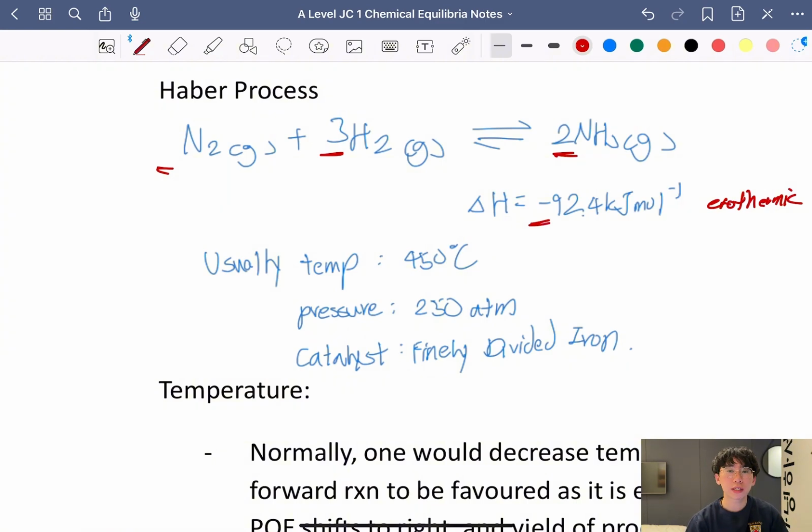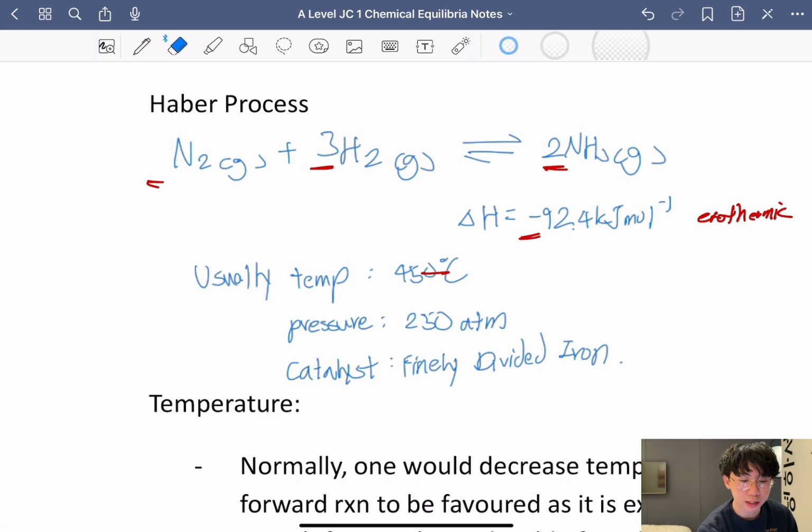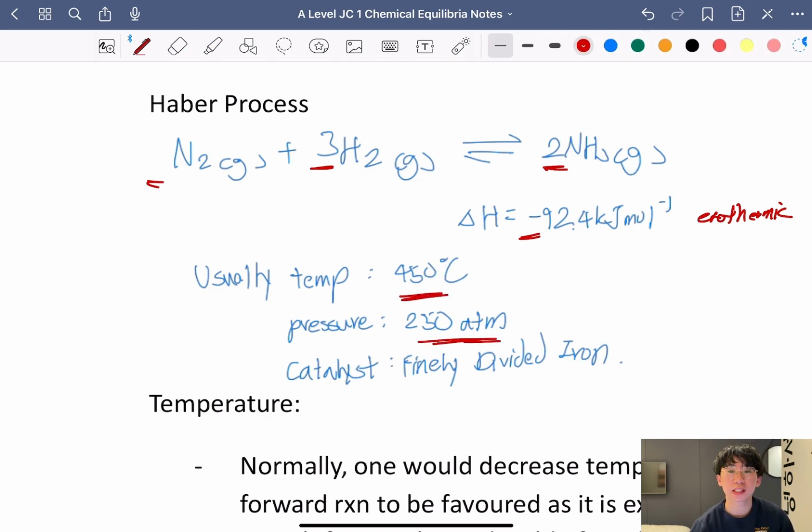And then the usual temperature is 450 degrees Celsius. The pressure is 250 atm. And the catalyst is finely divided iron. Now for this tree, it's better if you just memorize these three conditions itself. It doesn't take a lot of effort. Now, you have to understand the principles behind choosing the temperature, the pressure, and the catalyst.